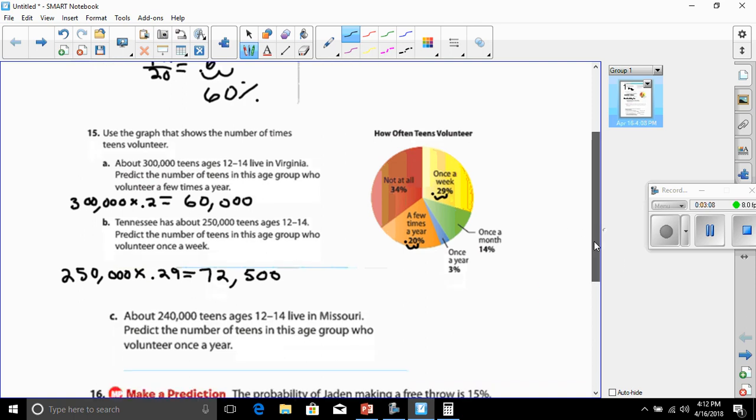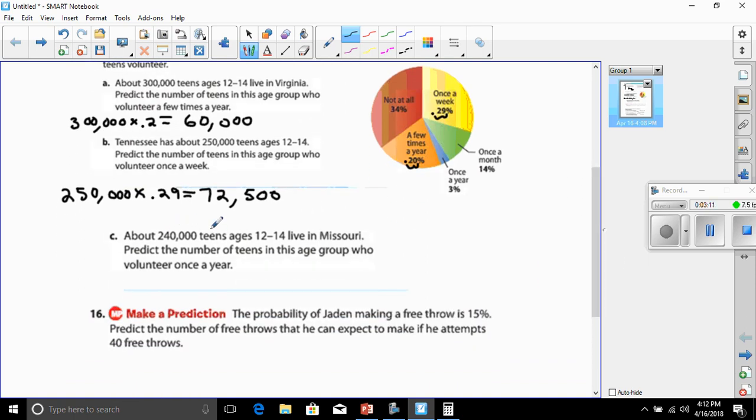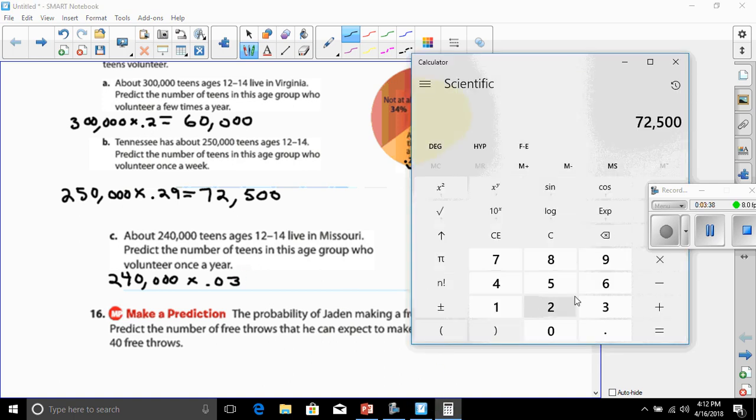Part C says about 240,000 teens ages 12 to 14 live in Missouri. Predict the number of teens in this age group who volunteer once a year. Once a year is only 3%. If we move that decimal over 2 spots, it's 0.03. So we have 240,000 multiplied by 0.03. 240,000 times 0.03 is only 7,200.